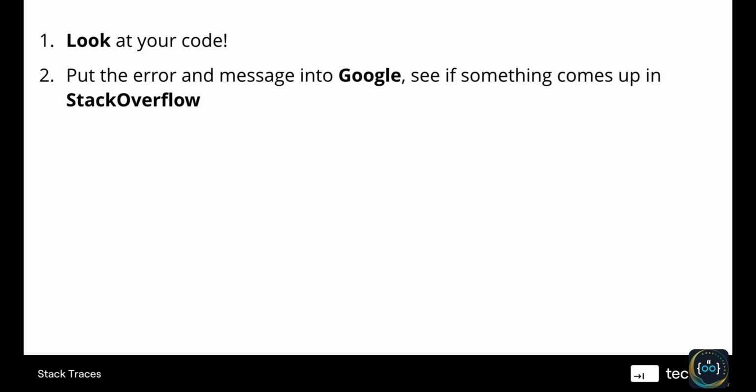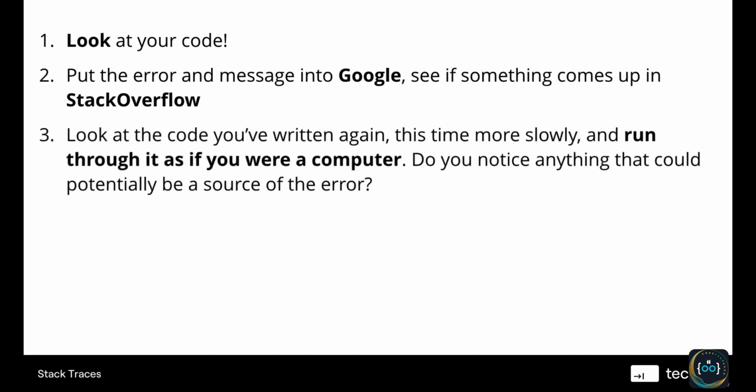Now, if neither of these help, you have to start taking a more methodical approach to identifying the error. This is, look at the code again, but this time much more slowly and run through it as if you were a computer. That means start at the very top of your code. Think, what data am I giving the computer in this line? Then move over to the next line and think, what data am I giving it in this line? And then into the next line and so forth. Mimic what the computer is doing exactly in every function. We're going to get a lot more experienced in doing this over the next few sections. But as you do this, do you notice anything that could potentially be a source of an error?